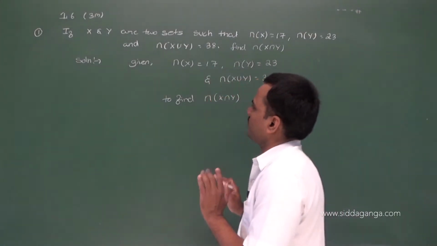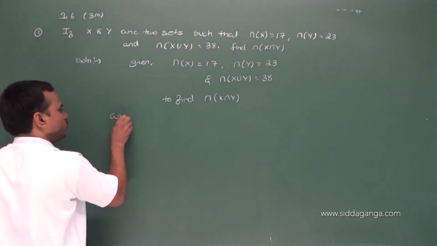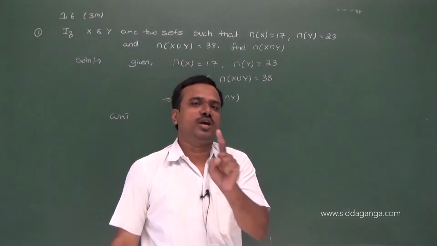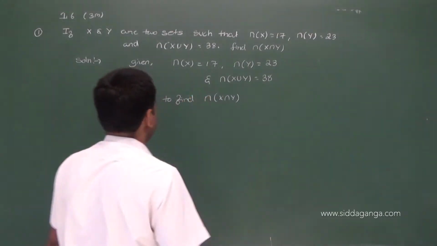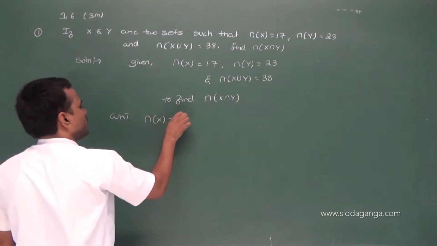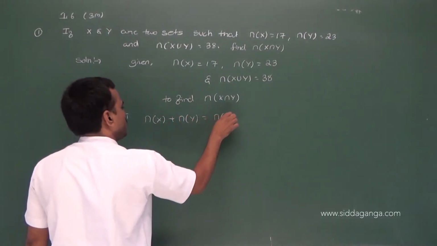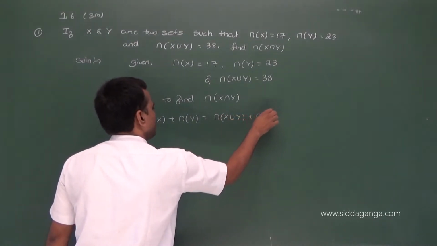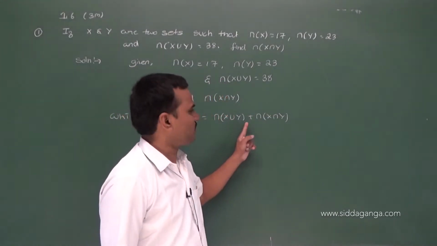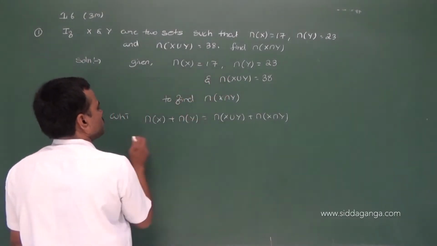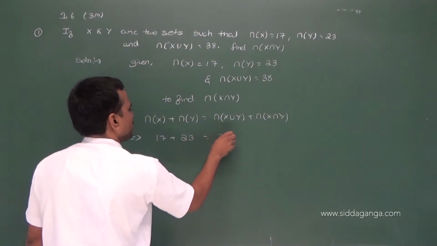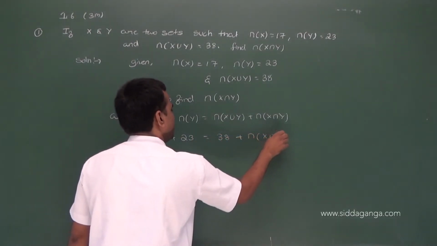This is the problem. What we know, which we just derived: if A and B are two finite sets, n of A plus n of B is equal to n of A union B plus n of A intersection B. So in terms of X and Y, n of X plus n of Y is equal to n of X union Y plus n of X intersection Y. Substitute the given values.